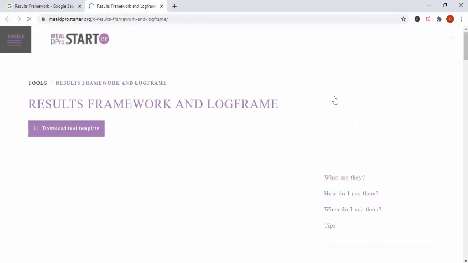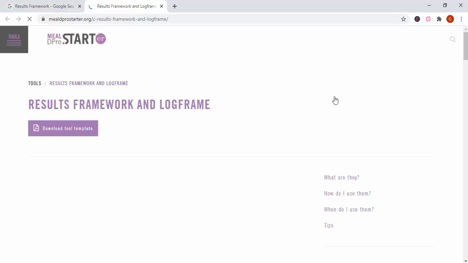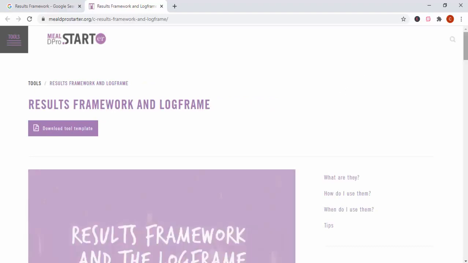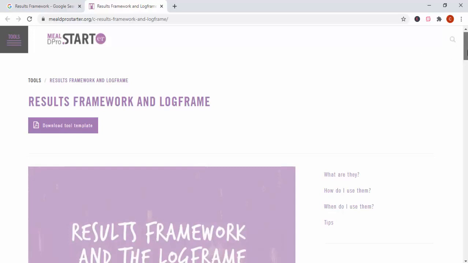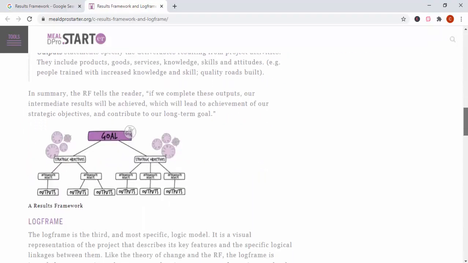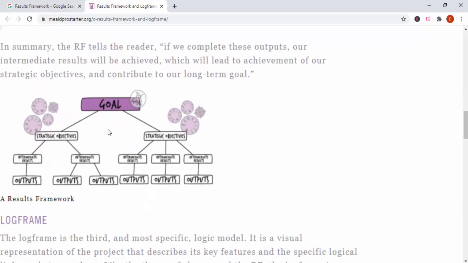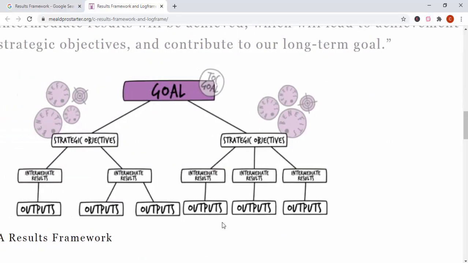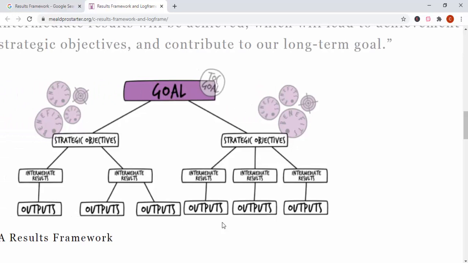Okay, so I'm opening one final one before we call it a day. Okay, results framework and log frame. Okay, so there it is. Let me try to increase so that we get a good view. So it looks like, guys, the most common one is actually these types. You have the outputs here, they even go below further to say outputs feeding into the intermediate results and the strategic objectives feeding into the goal. So this is really what I know.